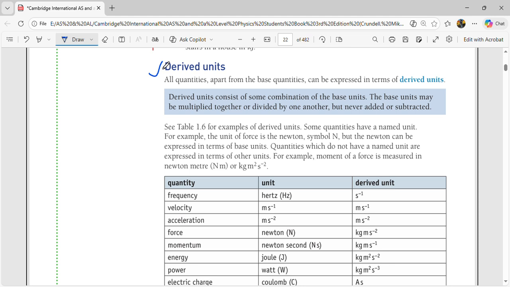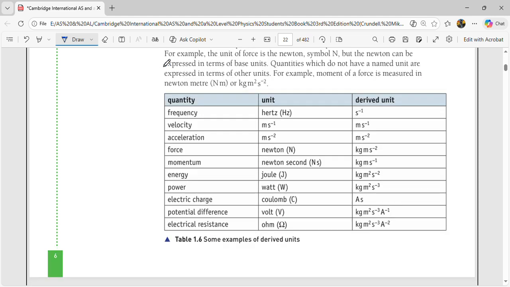You never get a unit that is, for example, kilograms plus seconds, because you can't add different units together. You can't subtract different units either, like force minus momentum. Impossible. So I have some examples of derived quantities and their corresponding units, the unit and then the derived unit in base quantity form.